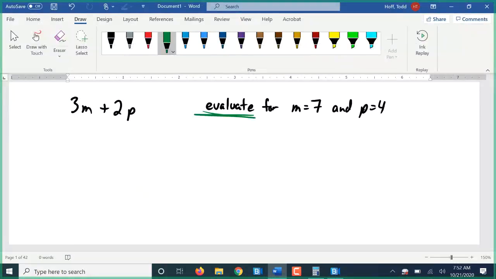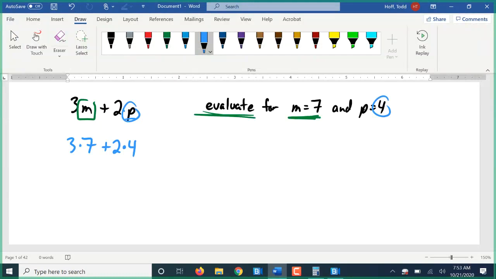So to evaluate, all we have to do is replace the variables in the expression with the number we're given for that variable. So 3m, remember, really means 3 times m. We replace the m with a 7, so 3m becomes 3 times 7. Plus 2p, remember, is also 2 times p. We replace the p with a 4, so that becomes 2 times 4.